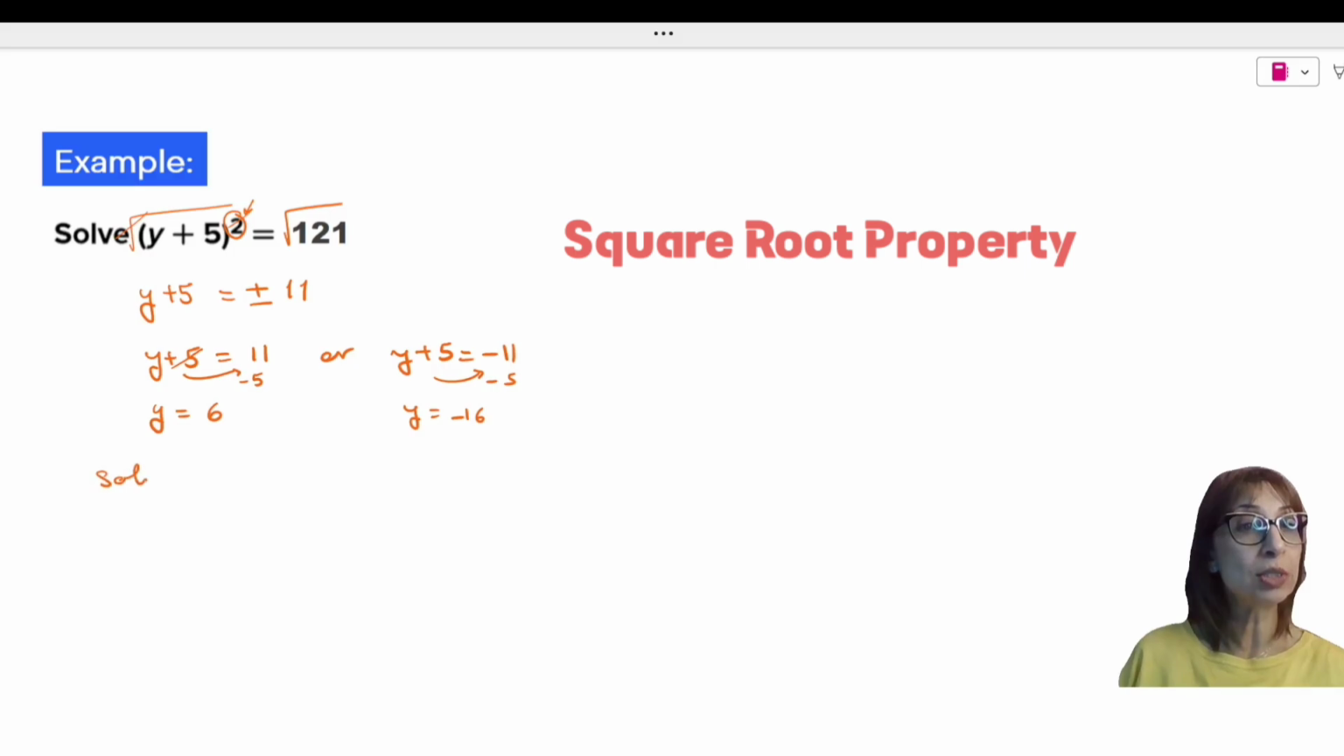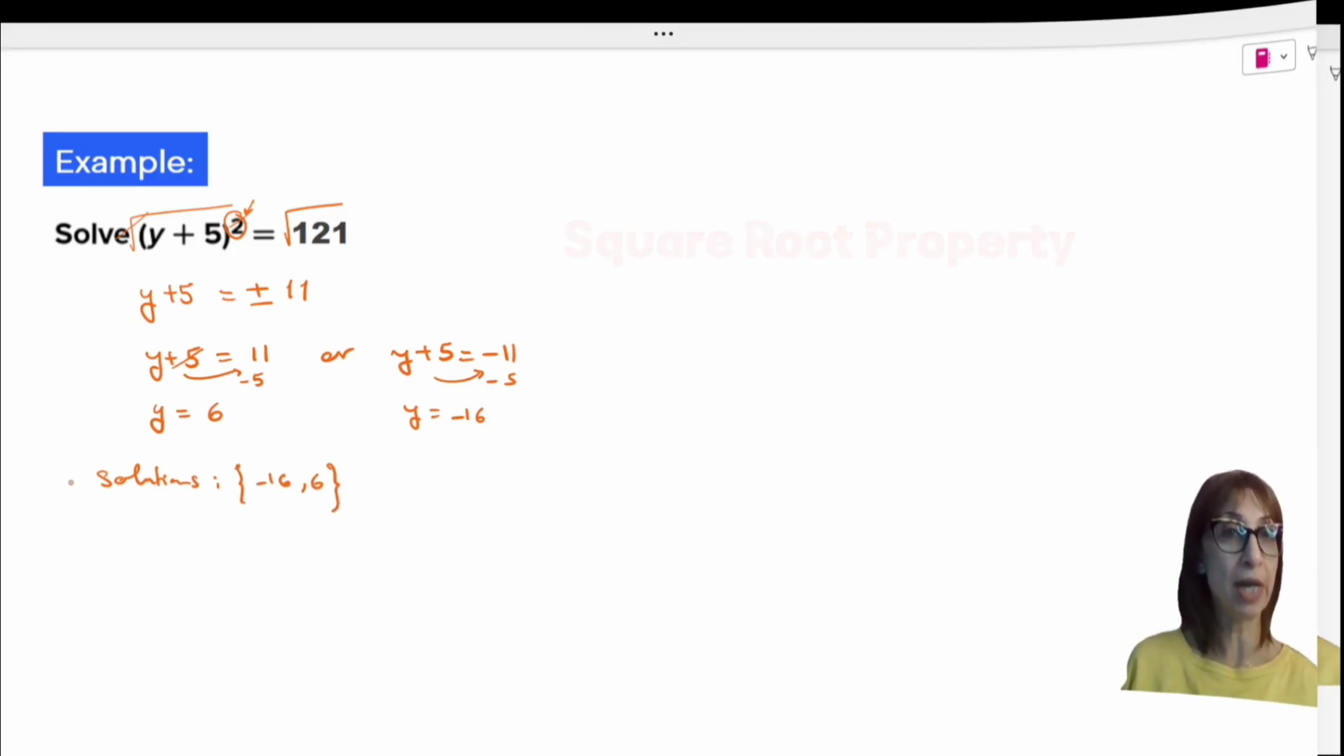The solutions are negative 16 and 6, and this will be the final answer for this.